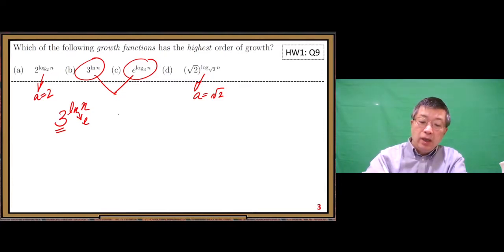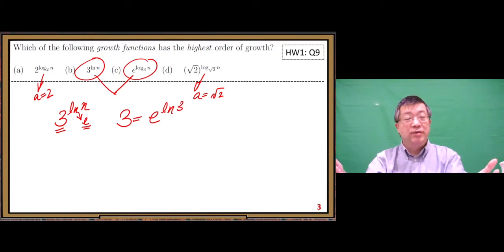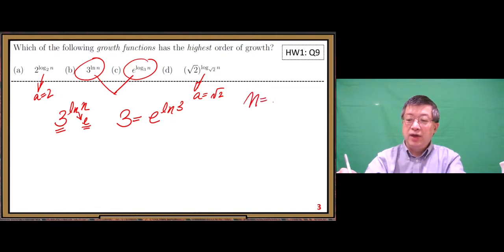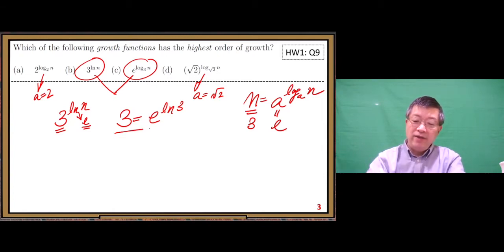Yeah, let's look at 3. What is 3? Because we want to use base e, 3 equals... That's the formula we use: n equals a to the log base a of n, right? Here, n equals 3 and a equals e. Okay, so we have this. Now we have the same base e, right?